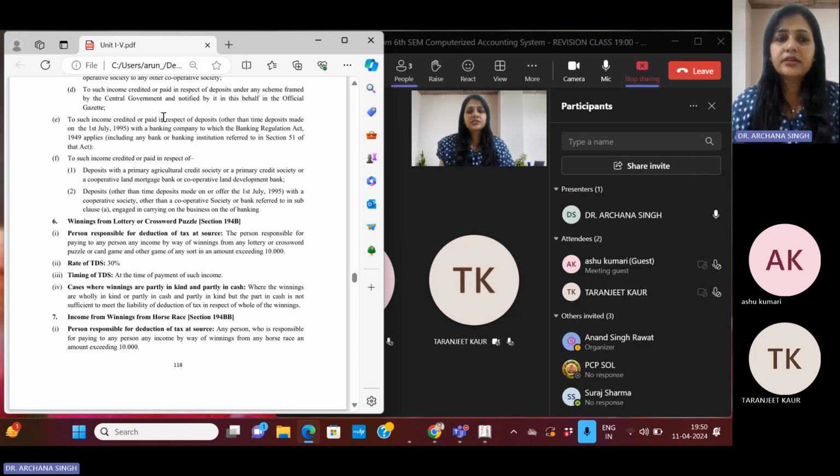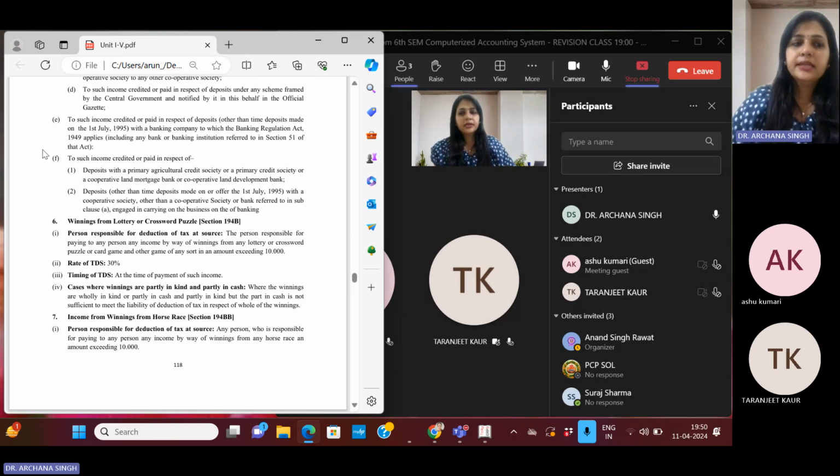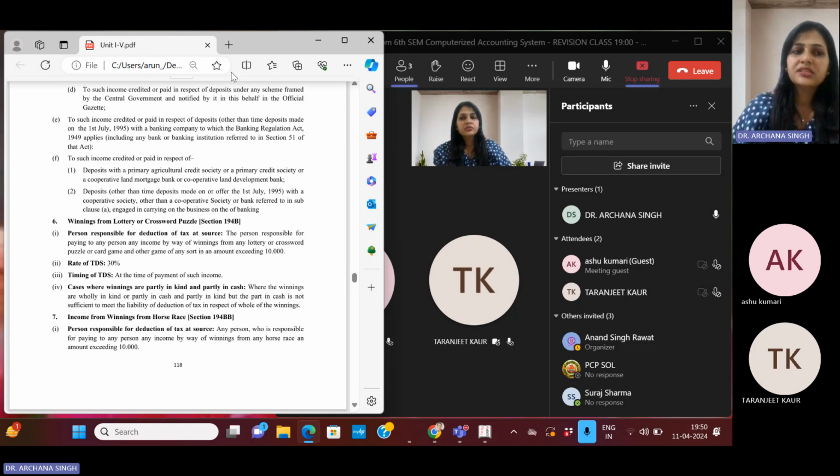Then last is to such income credited or paid in respect of deposits with primary agricultural credit society or primary credit society, or it may be a cooperative land mortgage bank or cooperative land development bank. The next is to such income credited or paid in respect of deposits other than deposits made on or after 1st July 1995 with a cooperative society other than a cooperative society or bank referred in subsection A, या फिर engaged in carrying on business of banking. Okay, so these are the conditions where TDS is not applicable.